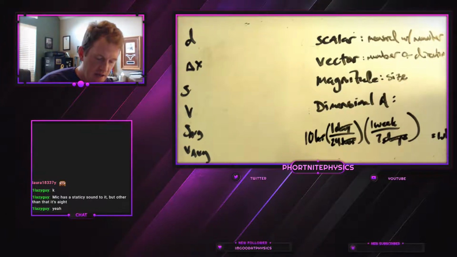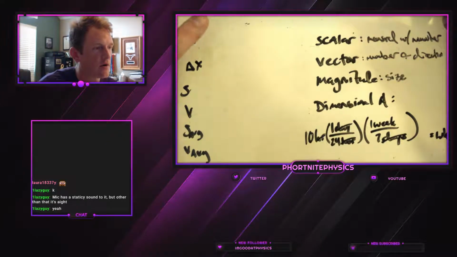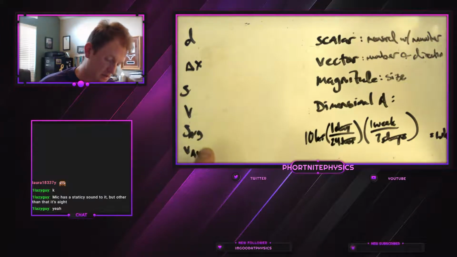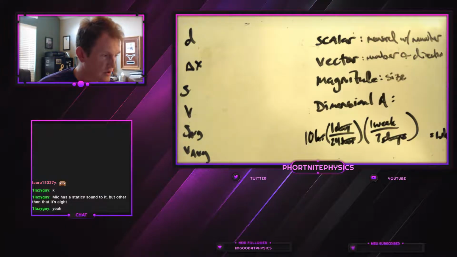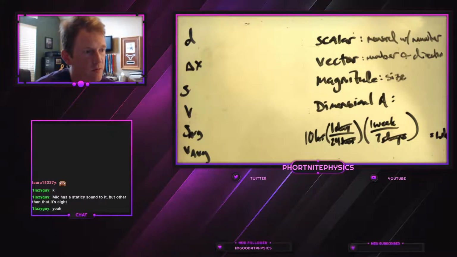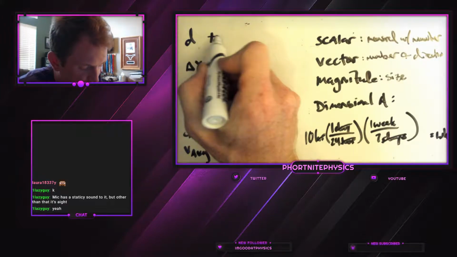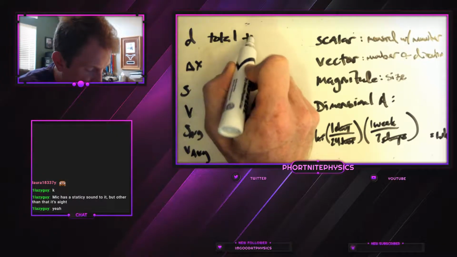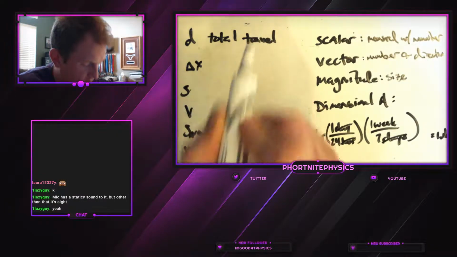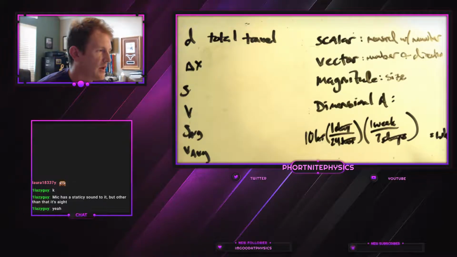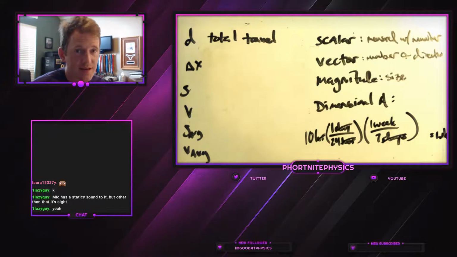Let's continue. But now we can go to talking about our distance, displacement, speed, velocity, average speed, and average velocity. Okay, all those are pretty straightforward and not a lot of trouble. Distance, as we mentioned before, is like total travel. Okay, now that's kind of what it is.